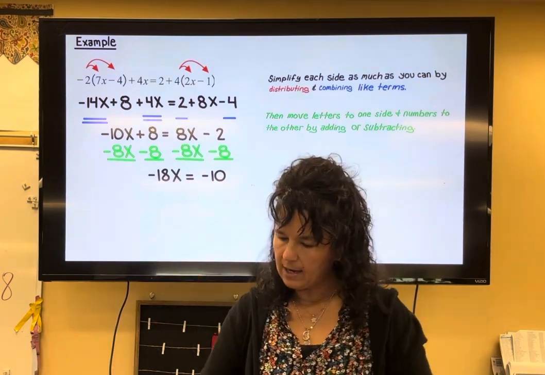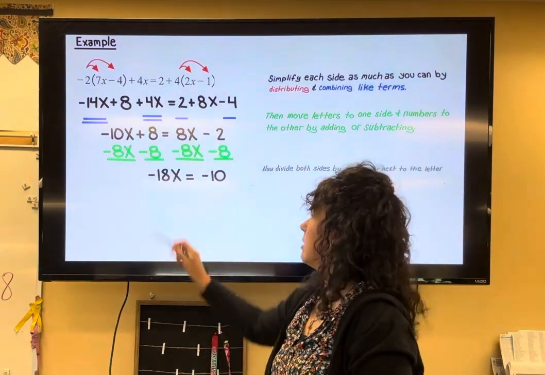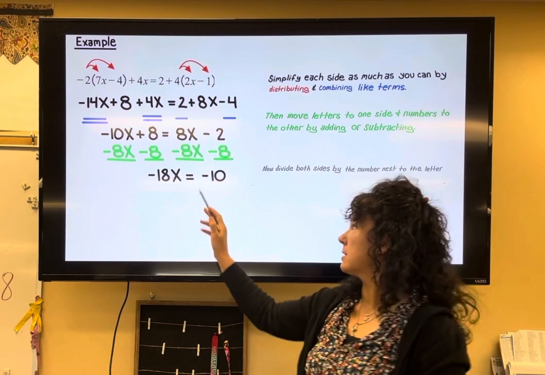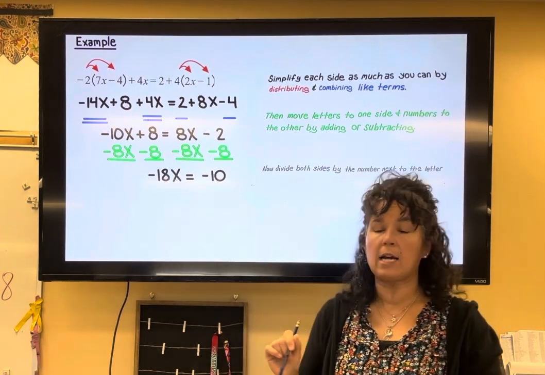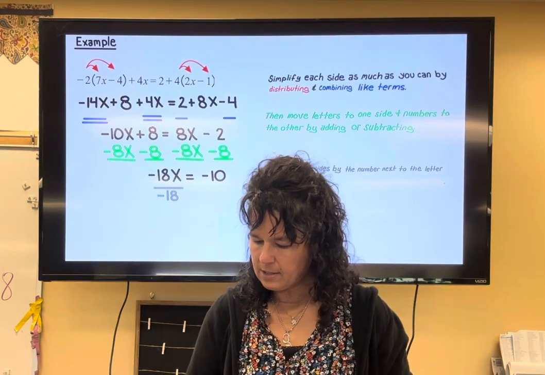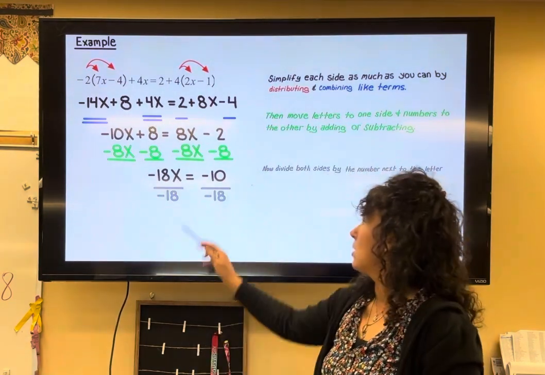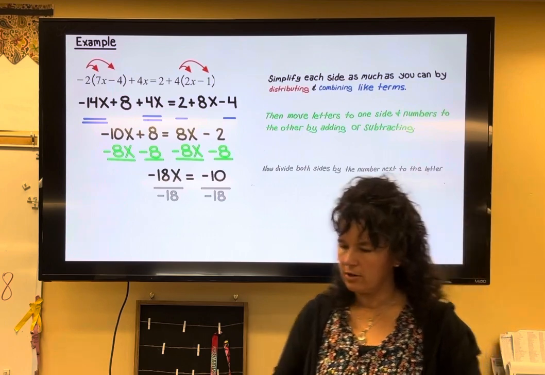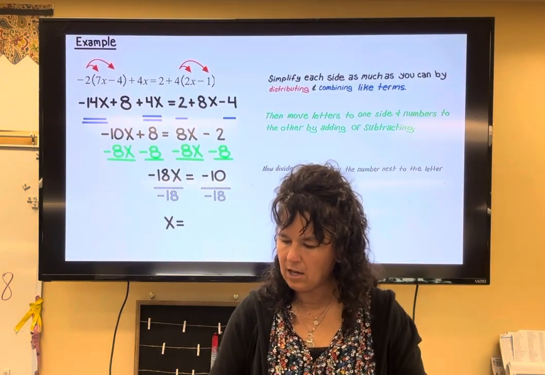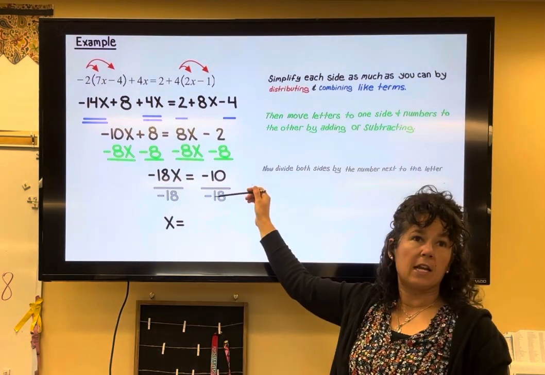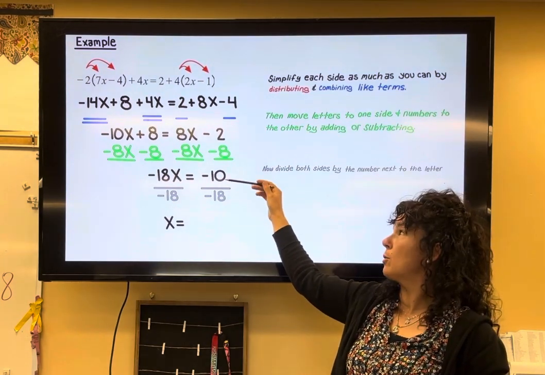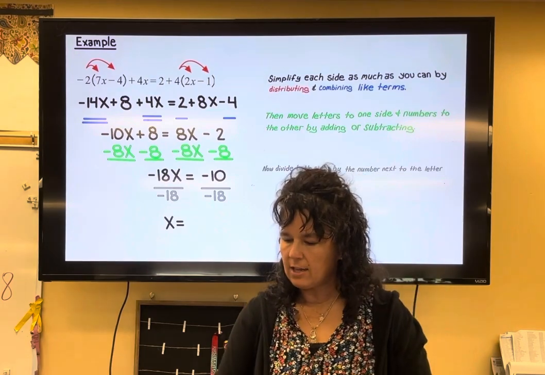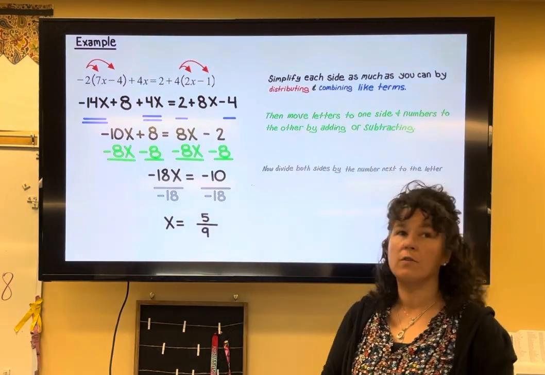Then let's go ahead and finish getting the x by itself. It's got negative 18 next to it, which is multiplication. So to get rid of times negative 18, I'm going to divide by negative 18. What I do to one side, I do to the other. That x is now by itself. Negative over negative is positive, and we can simplify that fraction. 2 fits into both 10 and 18, and that ends up giving me 5 over 9.